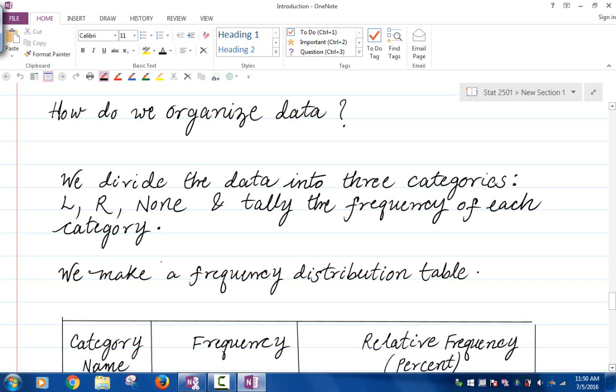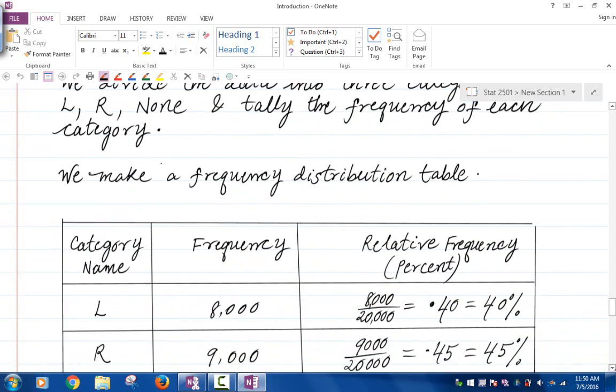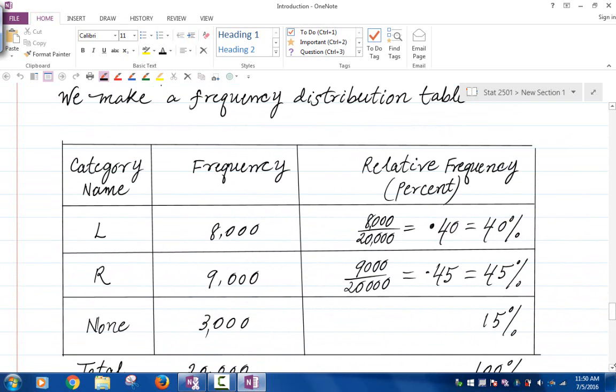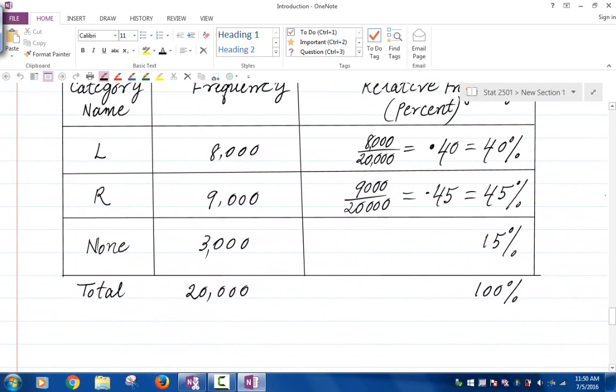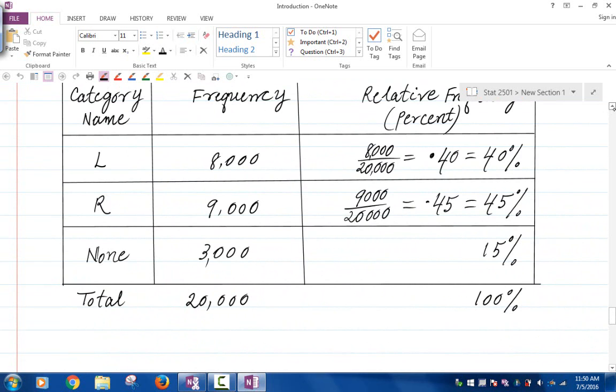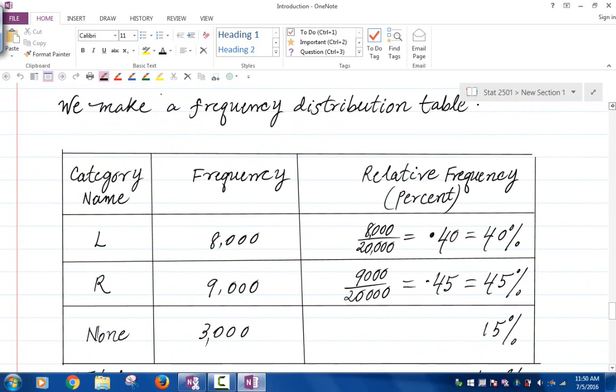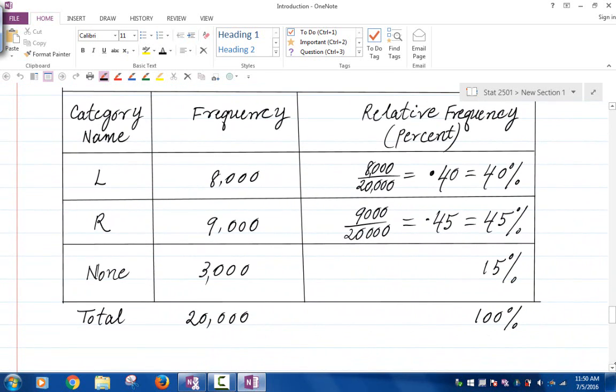Well, what you want to do is come up with the frequency of each value. So remember, in this case, the variable is preference. It has 3 values, L, R, or none. So I have 3 categories, right? And I'm going to count how many voters in my sample preferred L. That's the frequency of this category.